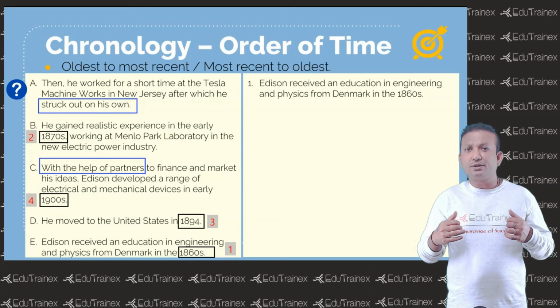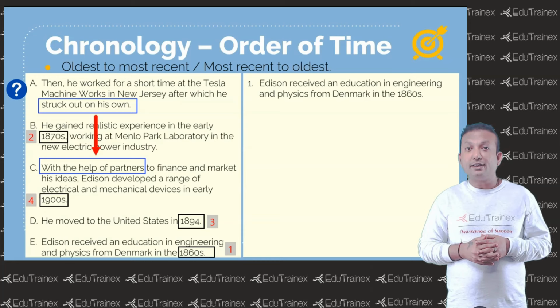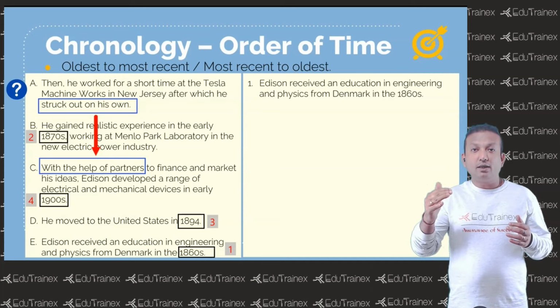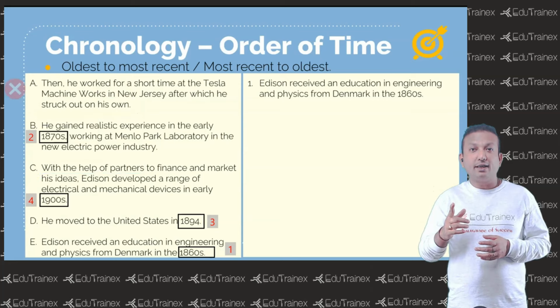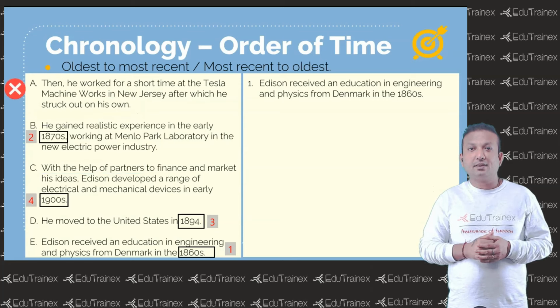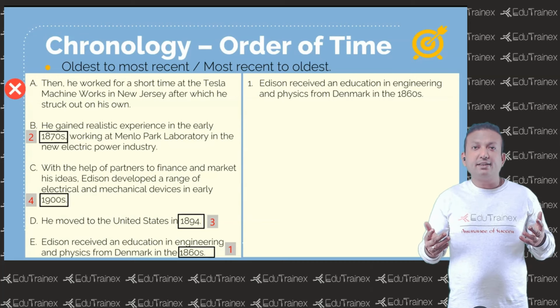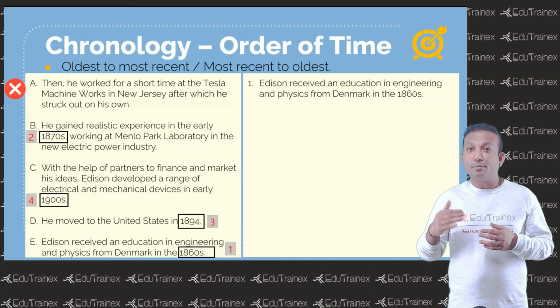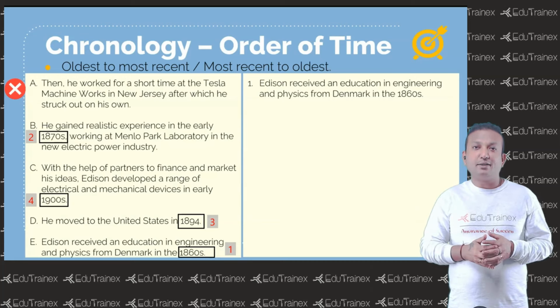But if you see the option C closely, it mentions that with the help of partners to finance his ideas, so this one can definitely come after option A and also has a date of 1900s. So A and C will come together. And this is why A can't be our second sentence. Now read the option B carefully, which says, he gained realistic experience. So gaining realistic experience is done by someone after finishing their college. Also, the dates from 1860s to 1870s are in the perfect order.